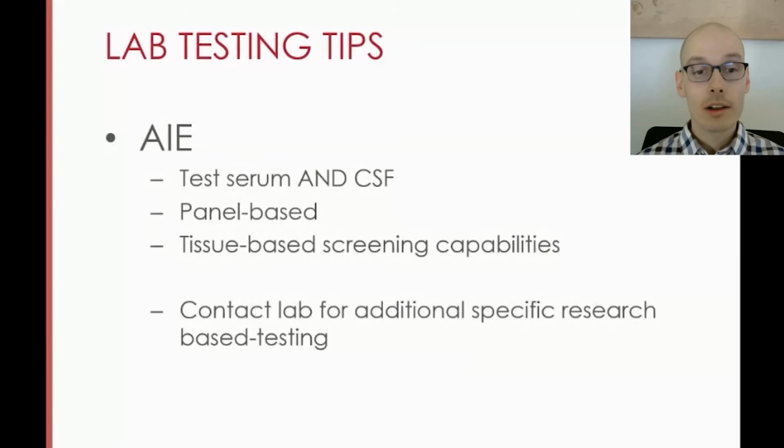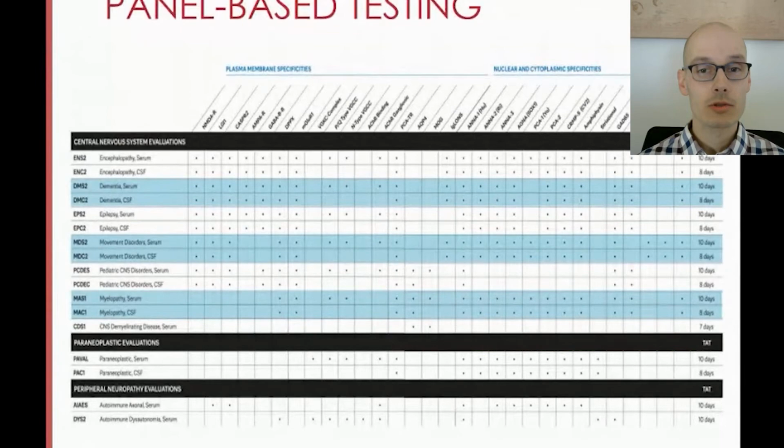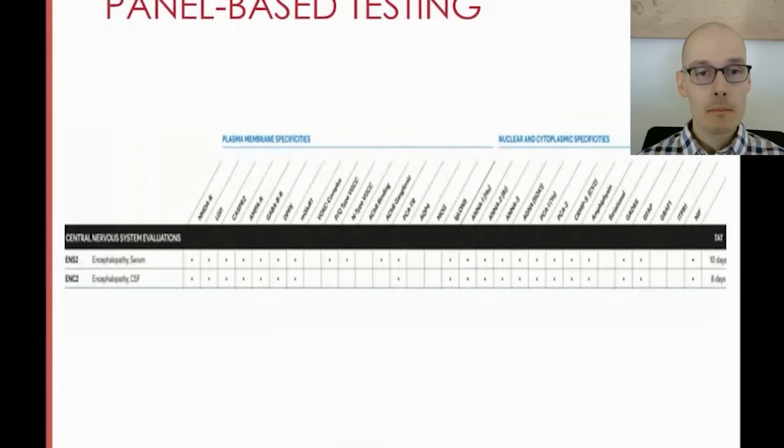Some of the additional ones that are not commonly available commercially, GABA A, only certain laboratories run, MAPTA, et cetera. And so this is just one example of panel-based screening. This is an autoimmune encephalopathy panel that has many autoantibodies screened for, but not all. So not every panel is perfect. And at the core of laboratory testing is having a high pretest probability. So really honing in on that diagnosis even before you start testing.